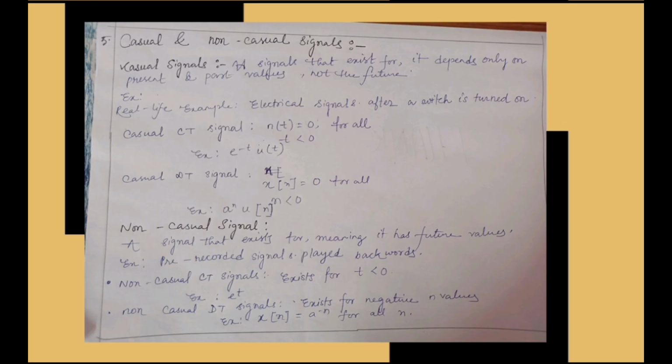Causal and non-causal signals. A causal signal exists only for present and future times, meaning it does not depend on future values. Example, electrical signals after a switch is turned on. A non-causal signal exists for negative time as well or depends on future values. Example, pre-recorded signals played backwards.